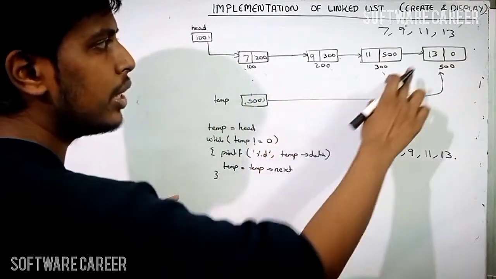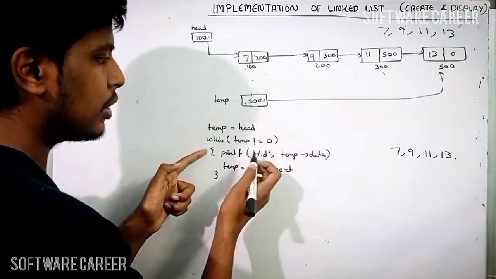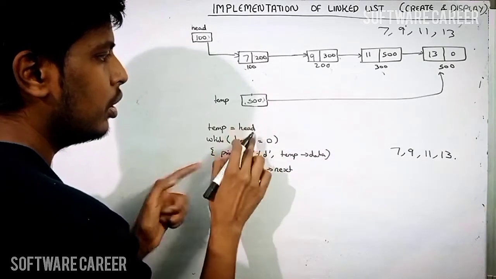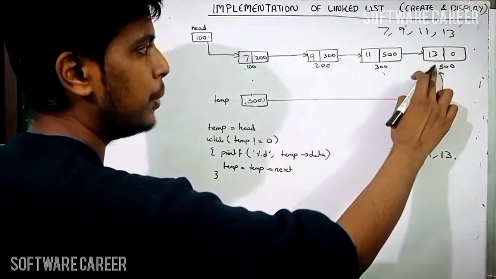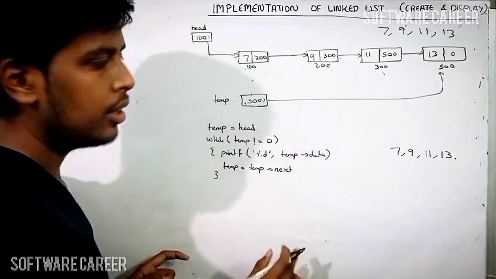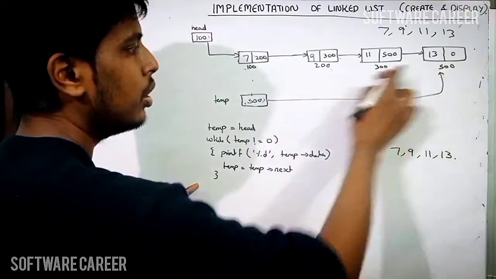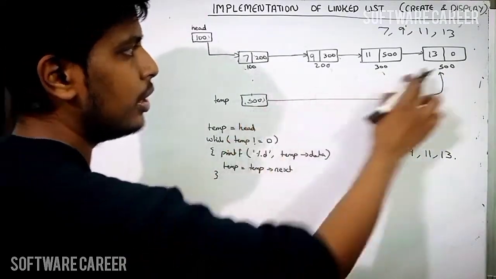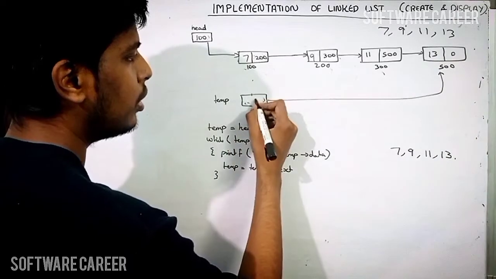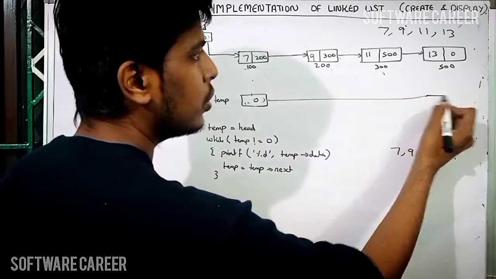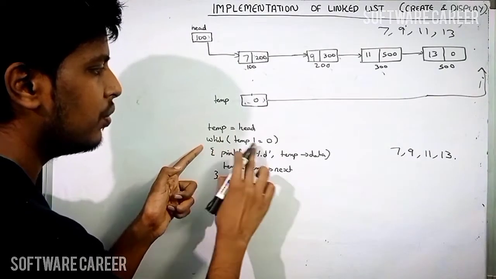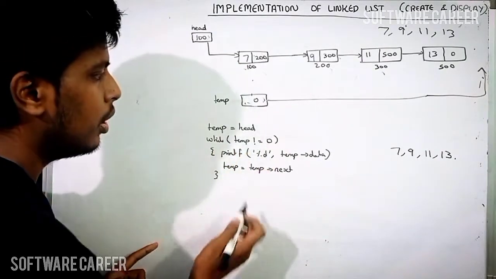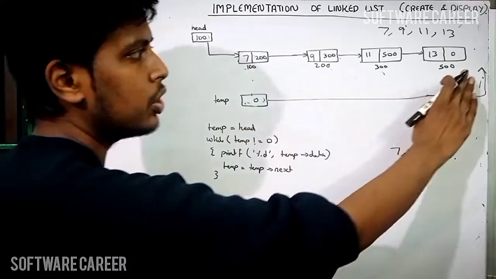Now again it goes back and checks whether temp is not equal to 0. Yes, temp is not equal to 0, so it prints temp data. 13 gets printed. Then I'll move to the next node. So temp equals temp next, and 500's next is 0. So I'll update it to 0 and it points to the next node, but no node is after this. So that's why I'm writing this loop, while temp not equals to 0. Now temp is 0, so you are stopping here.